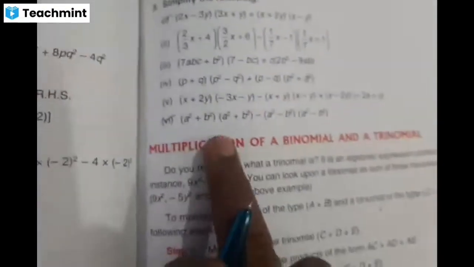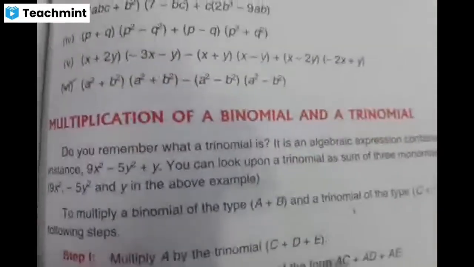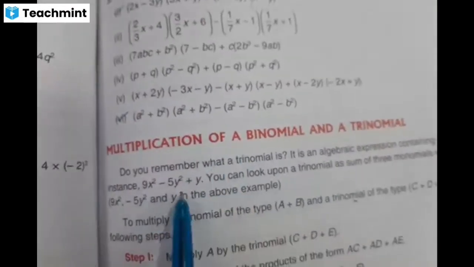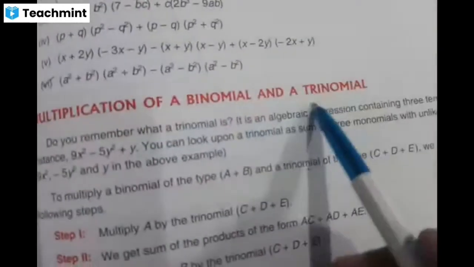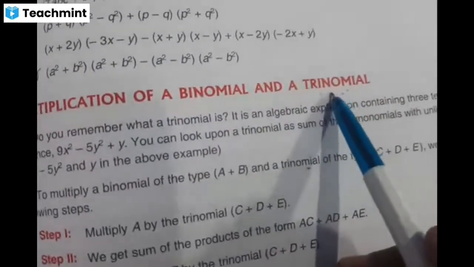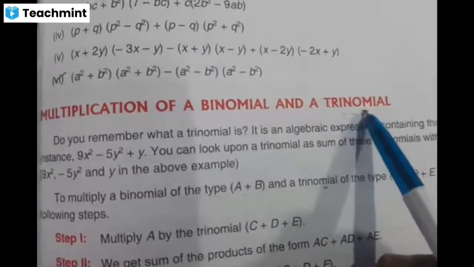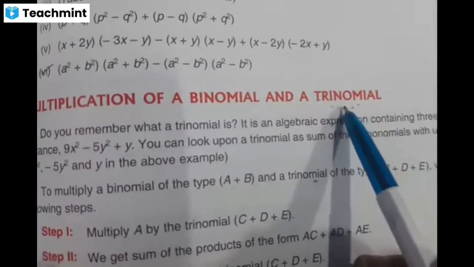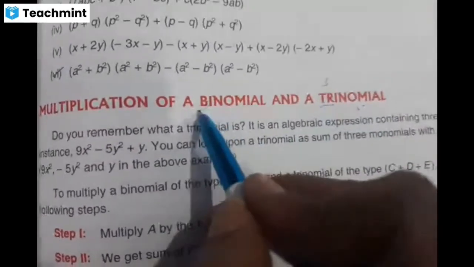Children, next is multiplication of a binomial and a trinomial. Till now we have multiplied two monomials, a monomial and a binomial, and a binomial with a binomial. Now we have got one more algebraic term, that is trinomial. You know already what a trinomial is. A trinomial means an algebraic expression having three terms. Tri means three. Bi means two.